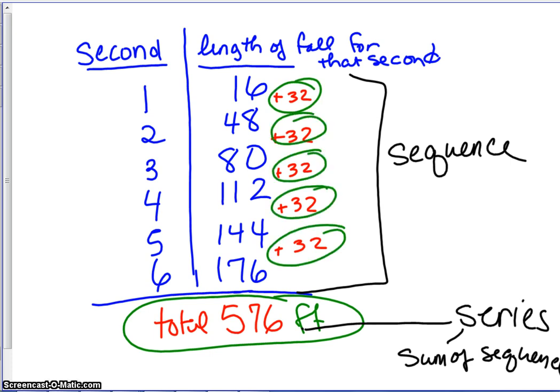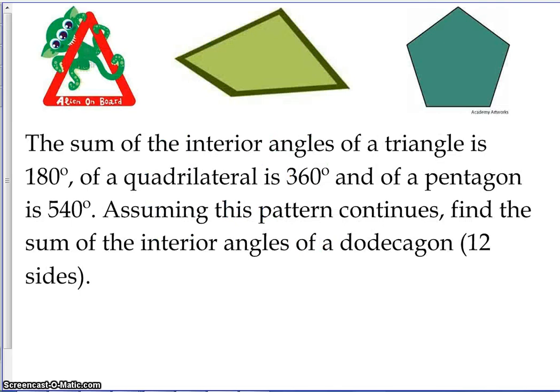All right, let's go through another problem, and we're going to talk about how we can look at series and sequences. The next problem says the sum of the interior angles of a triangle is 180 degrees. Of a quadrilateral, which is 4-sided, is 360 degrees. Of a pentagon, which has 5 sides, is 540. Assuming this pattern continues, find the sum of the interior angles of a dodecagon, a 12-sided figure.